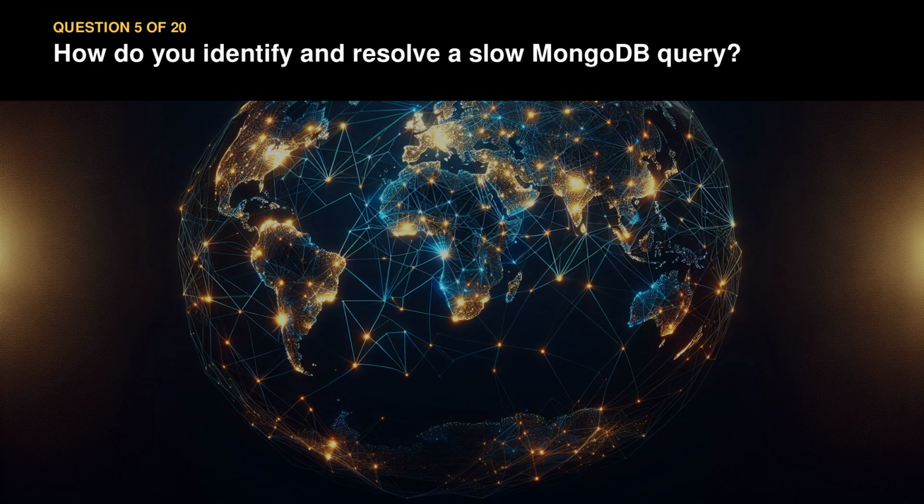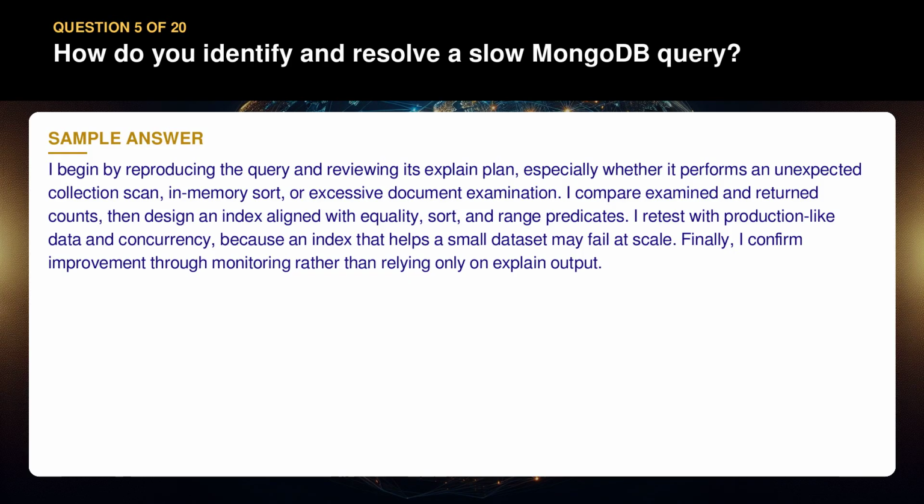Question 5. How do you identify and resolve a slow MongoDB query? I begin by reproducing the query and reviewing its explain plan, especially whether it performs an unexpected collection scan, in-memory sort, or excessive document examination. I compare examined and returned counts, then design an index aligned with equality, sort, and range predicates. I retest with production-like data and concurrency, because an index that helps a small dataset may fail at scale. Finally, I confirm improvement through monitoring rather than relying only on explain output.